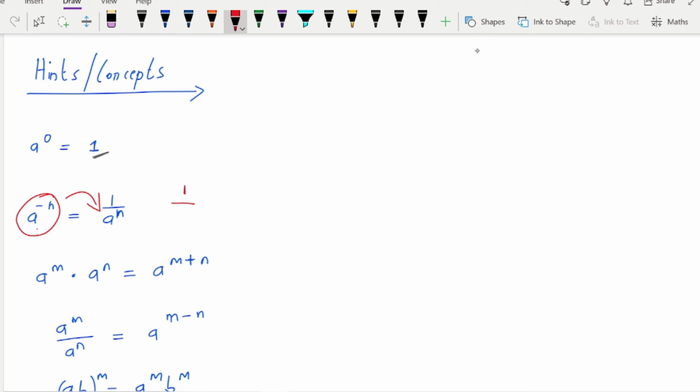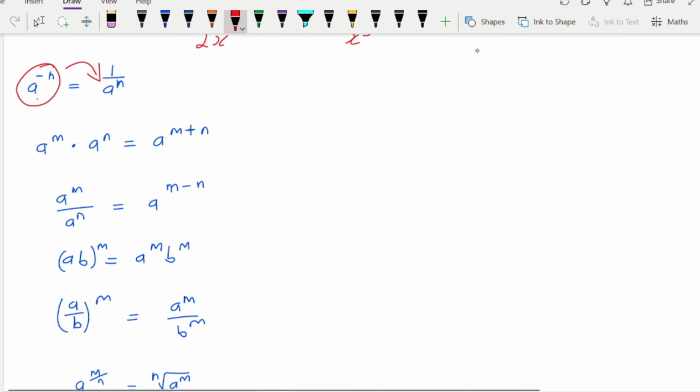For example, if we had 2x to the power negative 3, this would be the same thing as you take the 2 on top and then the variable to the denominator. So it's going to be x. When this comes to the denominator, it becomes positive. So it's going to be x to the power 3, like that.